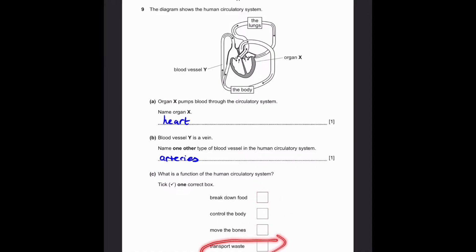Well, transport waste is actually done by the circulatory system as well. Even though the primary purpose is to pump blood around the body and pump oxygen along with it, transporting waste is also a very important function. The circulatory system is the one which transports waste to the urinary system. That's the answer.